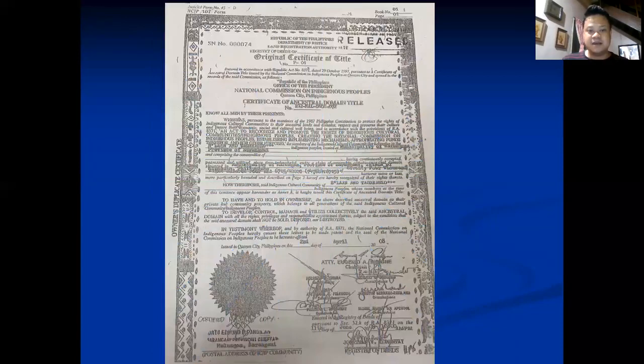Now we have the NCIP. Ganun din siya, Original Certificate of Title. Di ba? So this Original Certificate of Title was through the Office of the National Commission on Indigenous People. So in this title, tignan mo, it's not placed under the name of a particular individual. Rather, it is in the name of the tribe, Bilaan and Taga Kaulo. O, di ba? Tignan mo ito. This was issued in 2008. At tignan mo, the members of the NCIP sign the same.